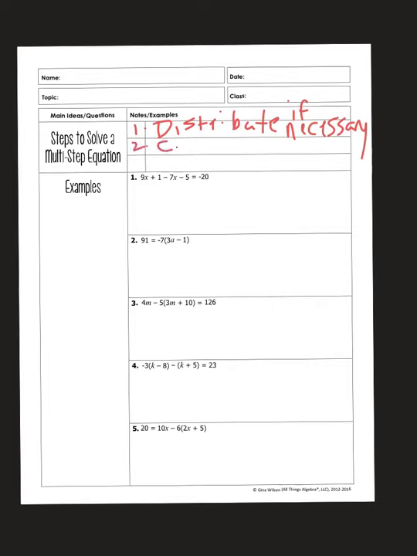Combine like terms. We had a whole lesson on this in Unit 1. Like terms are terms that have the same variable with the same exponent. And step number 3, solve. So this means getting the variable on one side by itself and isolating it and seeing what it's equal to. So let's go ahead and get started.